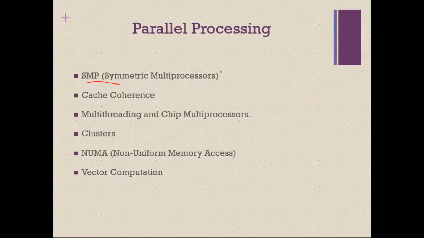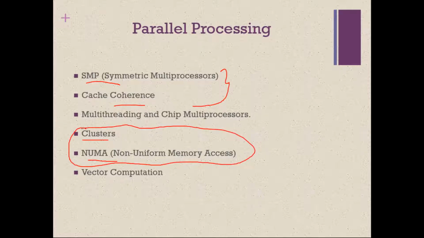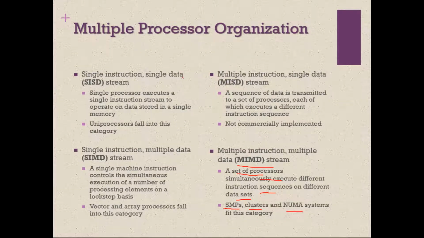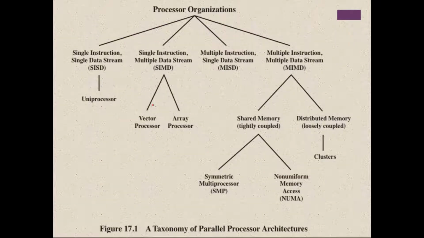SIMP will be discussing, because of SIMP we will face a problem called cache coherence, and then we will be discussing clusters, and then we will be discussing NUMA. All these three techniques come under one heading called MIMD, multiple instruction stream and multiple data stream. Okay, fine. So this is what Flynn's taxonomy is about, multiprocessor organization.